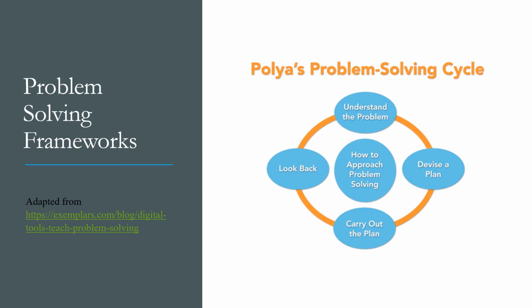So what are the different problem-solving frameworks? We have here Polya's problem-solving cycle. So in 1945, Polya developed his problem-solving cycle into 4 steps. First, understand the problem. Next, devise a plan, carry out the plan, and look back. So this is how Polya approached problem solving. So understand the problem, devise a plan, carry out the plan, and look back.